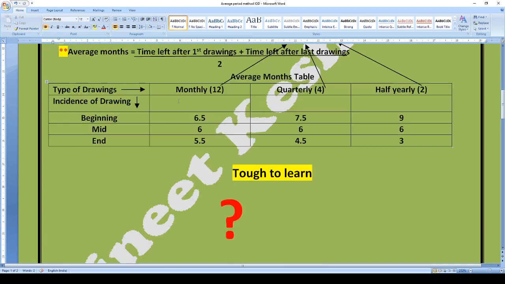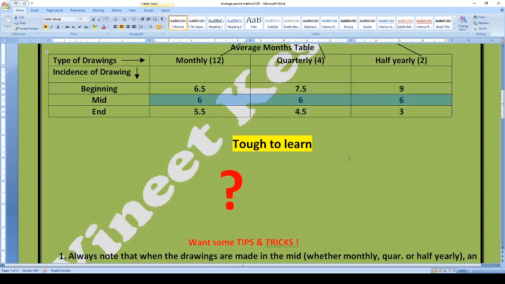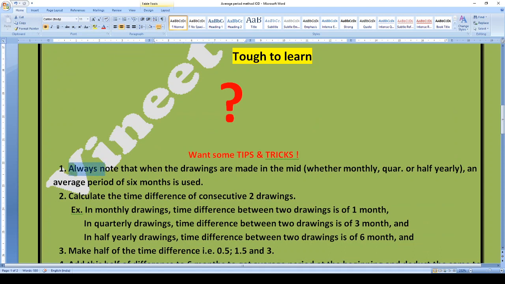If the withdrawals are made at the mid of month, every month, mid of a quarter or mid of half year, then in that case you can clearly observe that we are using the average period of 6 months, right? First of all, this thing is to be kept in mind. So always note that when the drawings are made in the mid, whether half yearly, monthly, quarterly, an average period of 6 months is used.